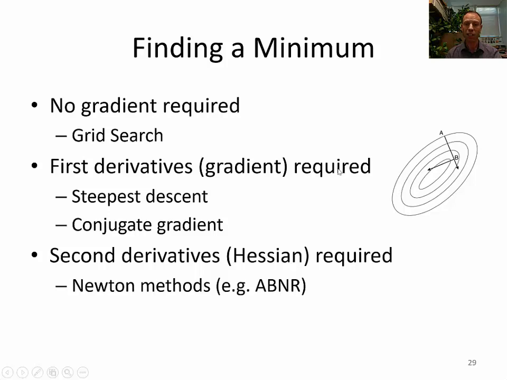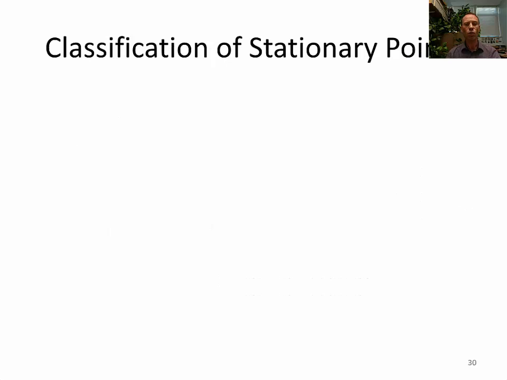The idea is that making these methods more sophisticated means it's faster to find a minimum, or it requires fewer steps, or that sort of thing. Once you've found a stationary point, so a point where the gradient is 0, then you need to be able to classify it. So there are different types of stationary points you can get on a potential energy surface.